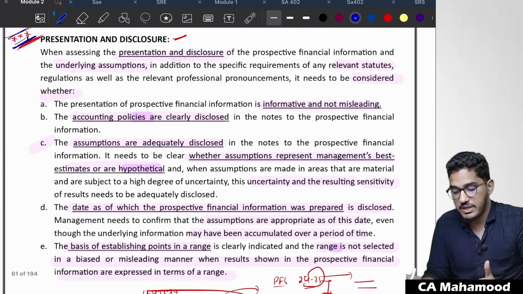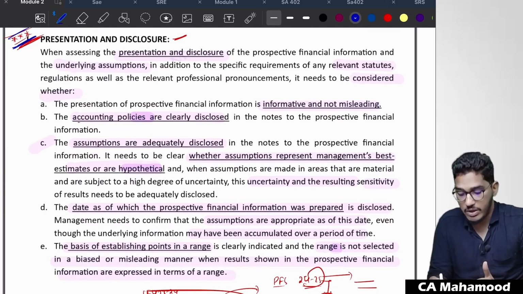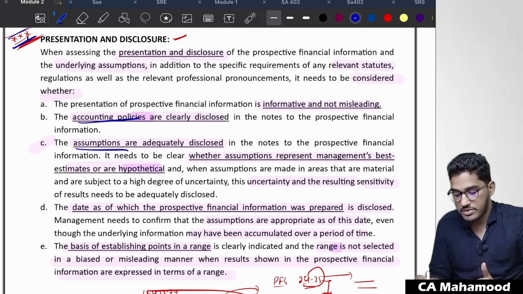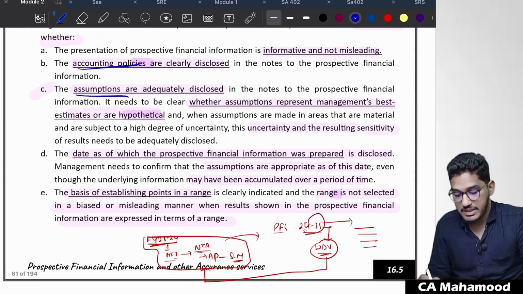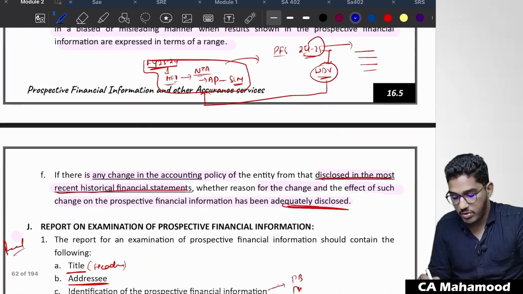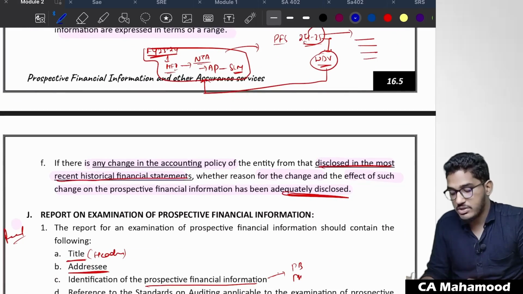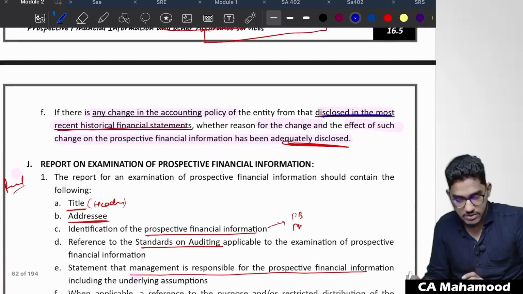Six things we have to specifically check: that information is not misleading, accounting policies are disclosed, assumptions are disclosed, date of presentation of prospective financial information, in case it is a range, whether that range is proper or not, and if there is any change in accounting policy, the reasons for the change in accounting policy also should be disclosed.